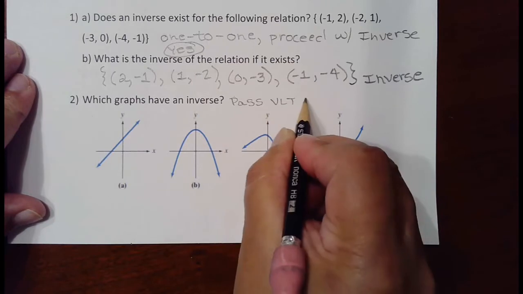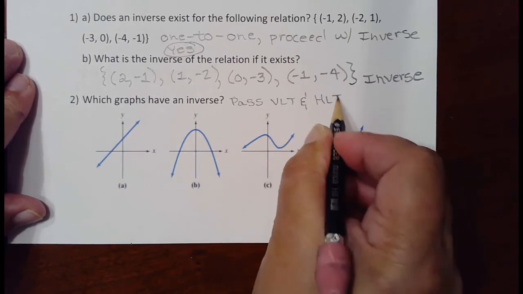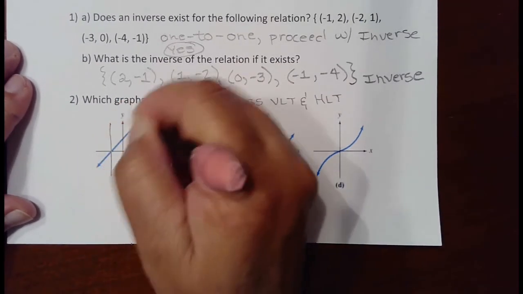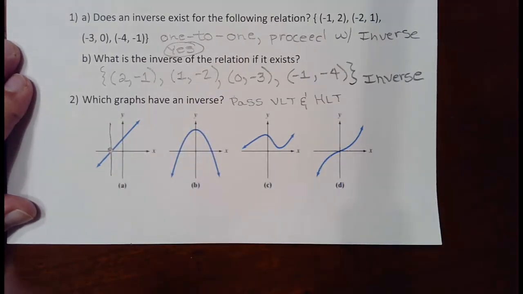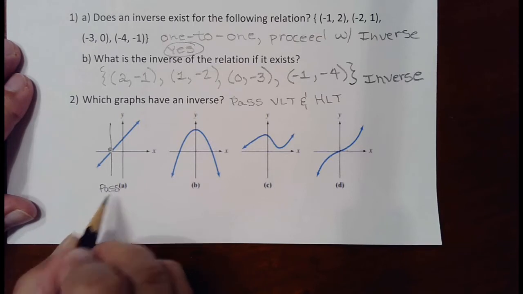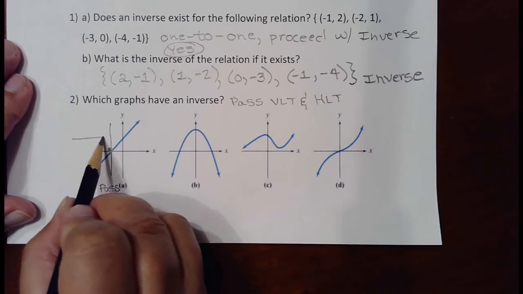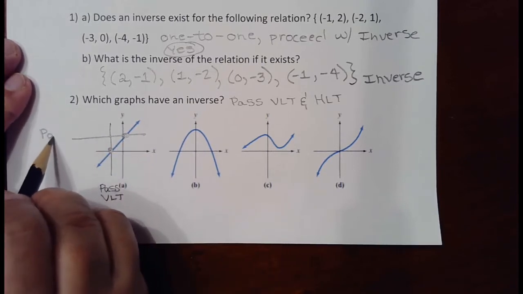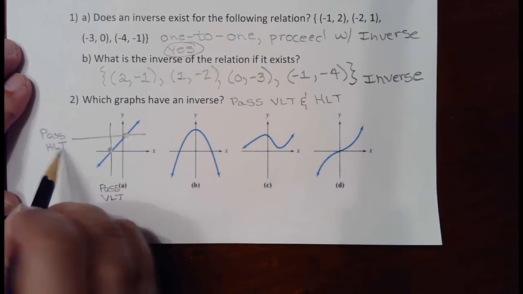When we draw a vertical line, and we could draw that vertical line anywhere we want, it only makes contact with the graph one time. So we say that this graph has passed the vertical line test. If I draw a horizontal line, it only cuts through that blue line one time, so we say that this also has passed the horizontal line test. So an inverse does exist for this particular graph. We just weren't asked to find it yet.